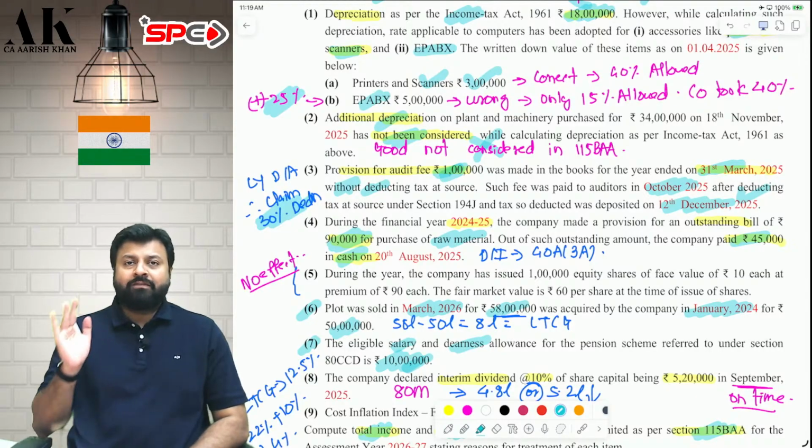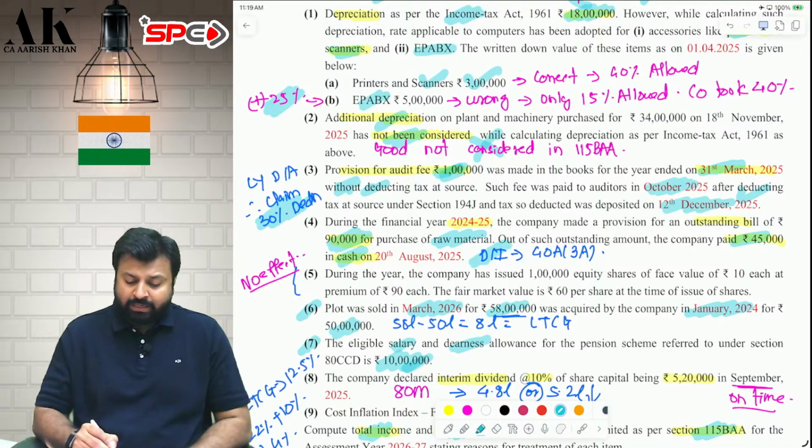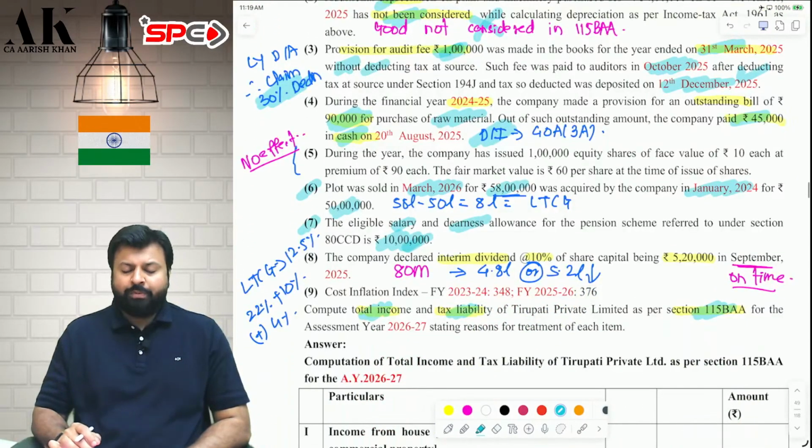That is wrong. So if you claim deduction of an expense on accrual basis in 1 year, and in the next year you make the payment by other than account payee cheque, account payee draft, ECS and such other electronic mode, in the next year it will be added to your income and it will be called as deemed income. I hope it is clear to all of you.